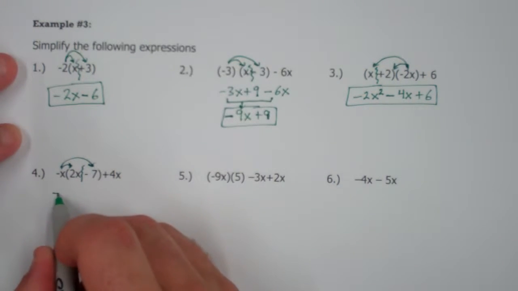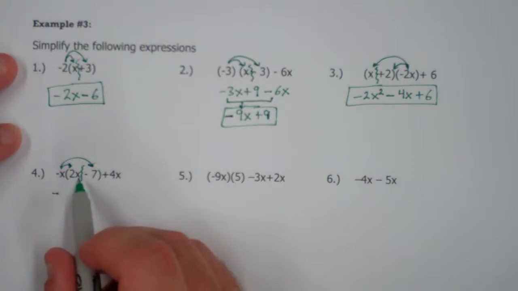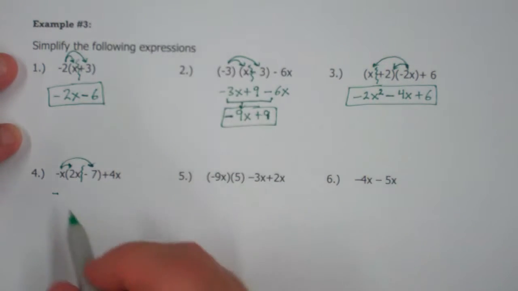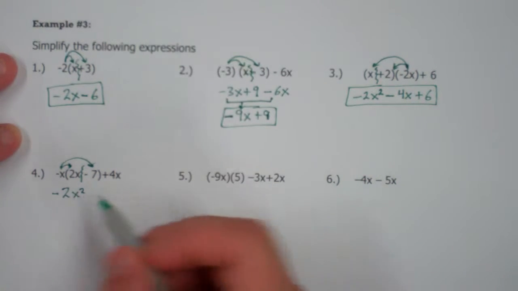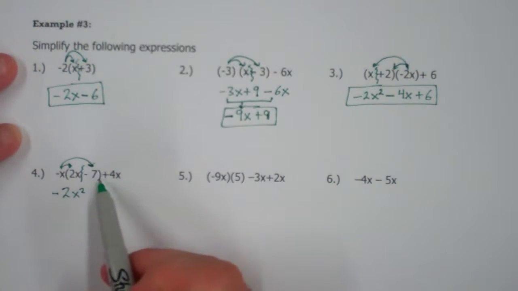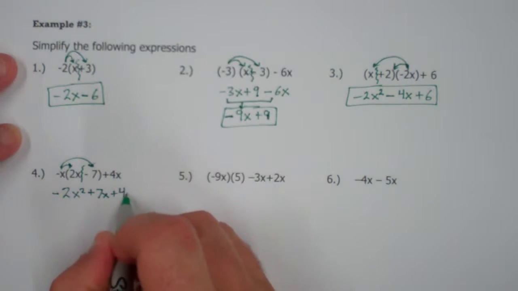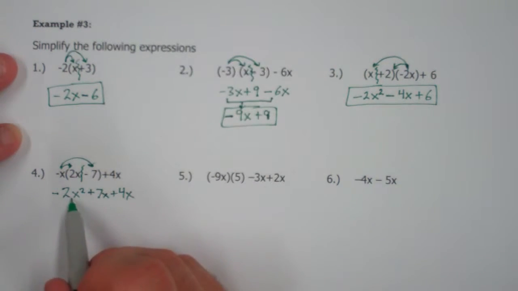Negative times a positive is a negative. Negative x times 2x. We usually write the number part first, or the coefficient is what I mean to say. So that's going to be negative 2, and then x times x is x squared. Negative x times negative 7 is positive 7x, and then there's a plus 4x here on the side as well. We can combine these two terms. They're like terms, but we can't combine them with this negative 2x squared.